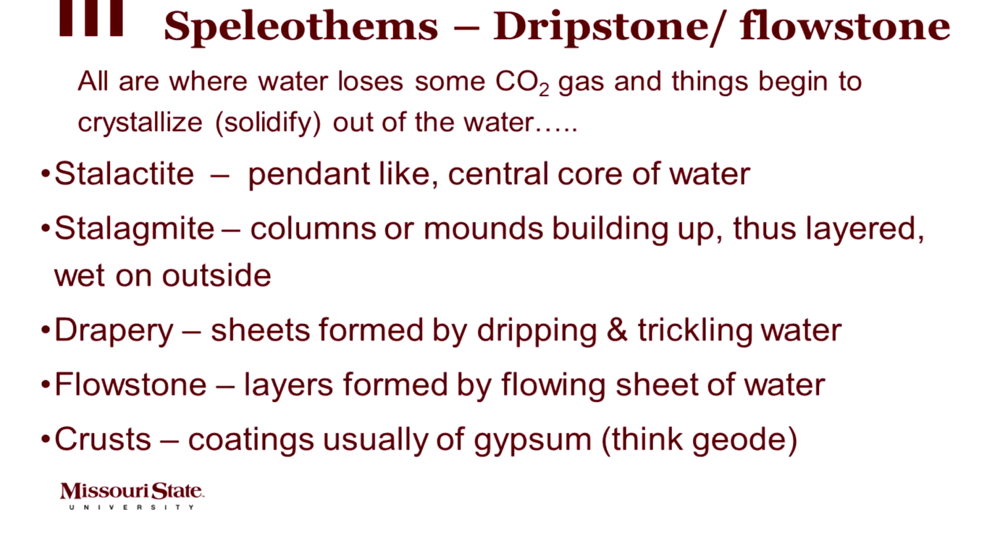And there's actually a thing called a crust. It's a coating, usually of gypsum, which is a little more shiny than calcite sometimes. You could think of a geode. If you've ever opened a geode and found crystals lining the inside of a hole in the rock, that would be a crust of a sort.